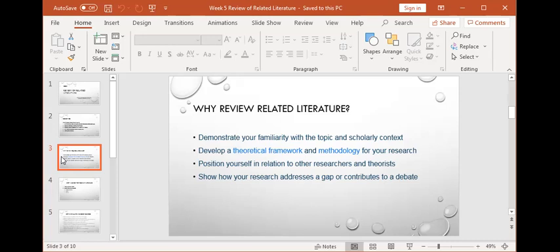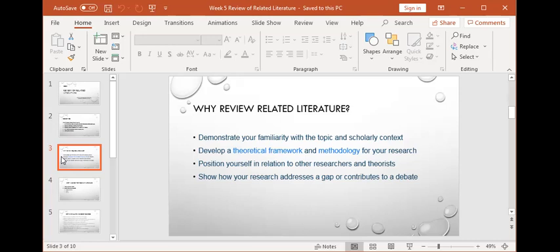Okay? Avoid duplication. But there was this joke. If you are copying one research, that's duplication. However, if you are copying more than 10 researches, let's say hundreds of researches, and trying to summarize it into one, that's another research. We call that meta-analysis.